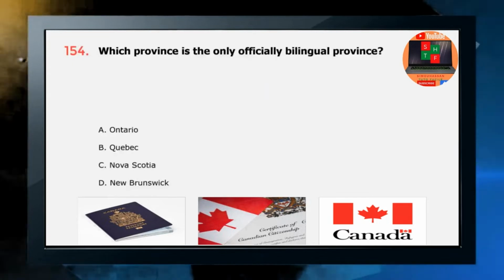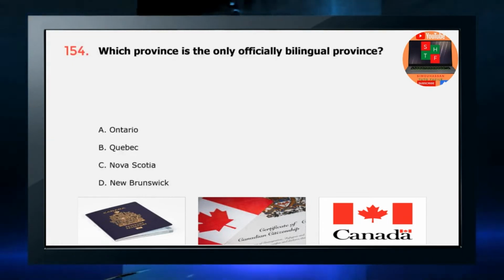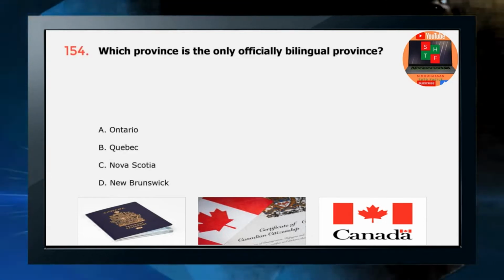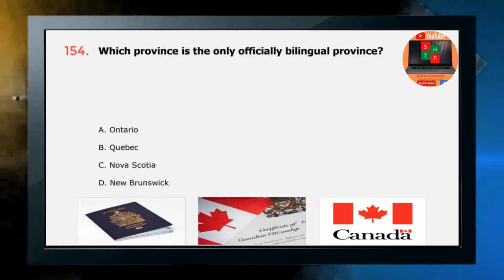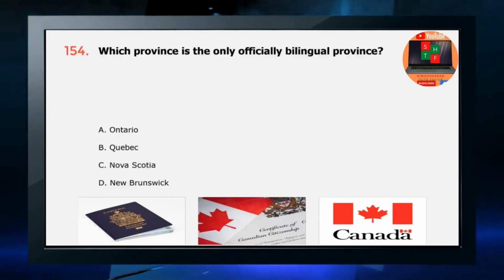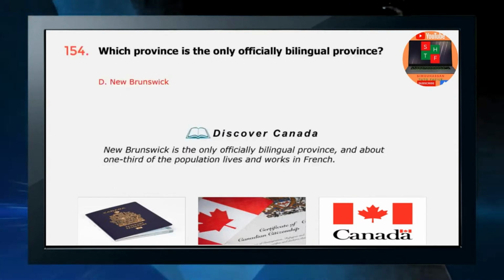Question 154. Which province is the only officially bilingual province? A. Ontario. B. Quebec. C. Nova Scotia. D. New Brunswick. The answer is D. New Brunswick.